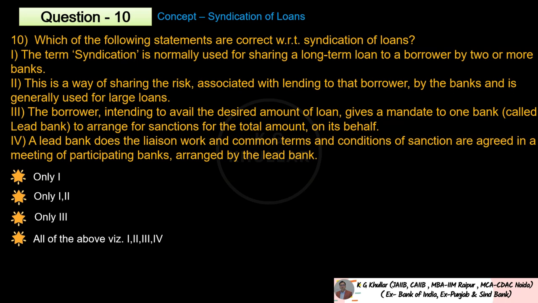Then third statement is, the borrower intending to avail the desired amount of loan gives a mandate to one bank called lead bank to arrange for sanctions for the total amount on its behalf. And last statement 4 is, a lead bank does the licensing work and common terms and conditions of sanction are agreed in a meeting of participating banks arranged by the lead bank. Now these answer choices are given to you.